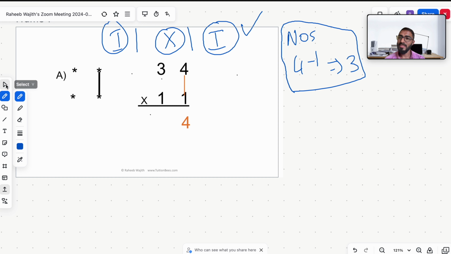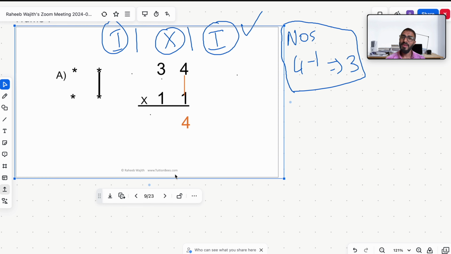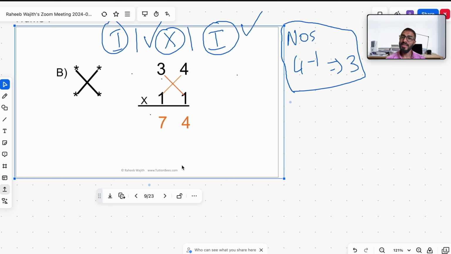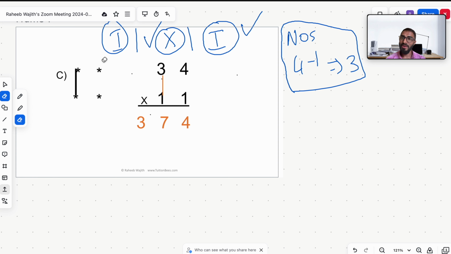Now coming to the second step, we are going to cross multiply 3 into 1 and 4 into 1. So 3 ones are 3, 4 ones are 4. When you add, you get 7. So that brings the end of step number 2. Now the last step is nothing but another vertical multiplication. That is 3 ones are 3. So that completes the answer. So 374 is your correct answer. Yes. So everybody, you can make a note of it.